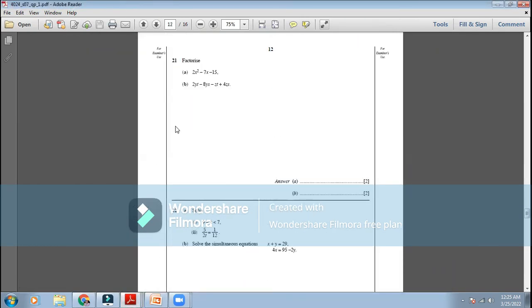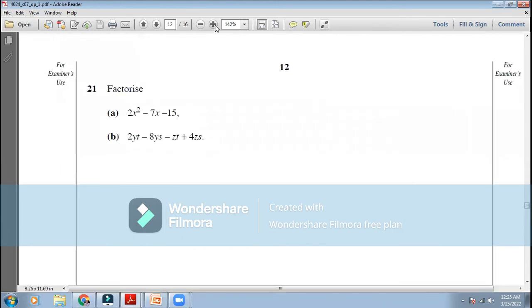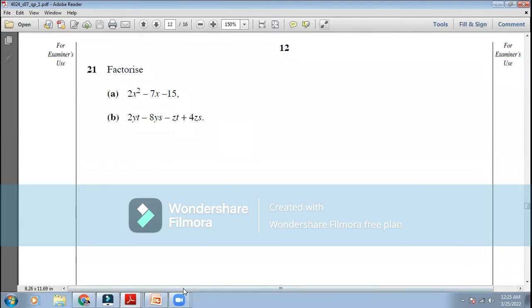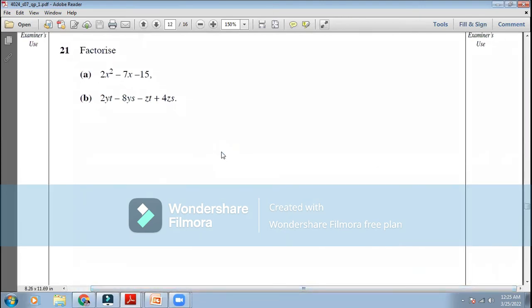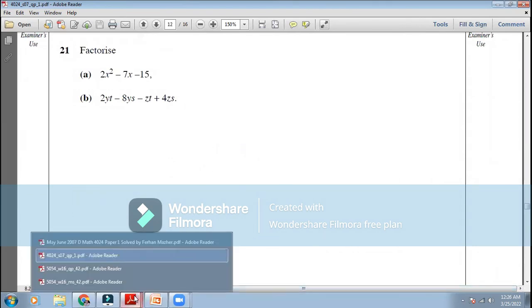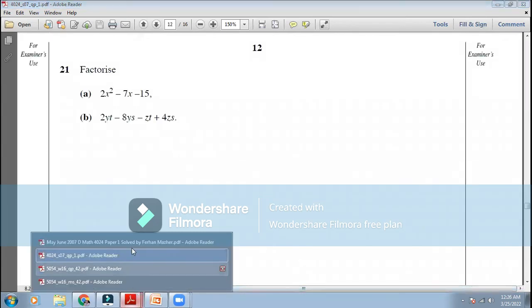So the next question, number 21, coming up on your screen. Question number 21, factorize 2x square minus 7x minus 15. There are 2 parts, 2 marks. We have to factorize. Very simple.